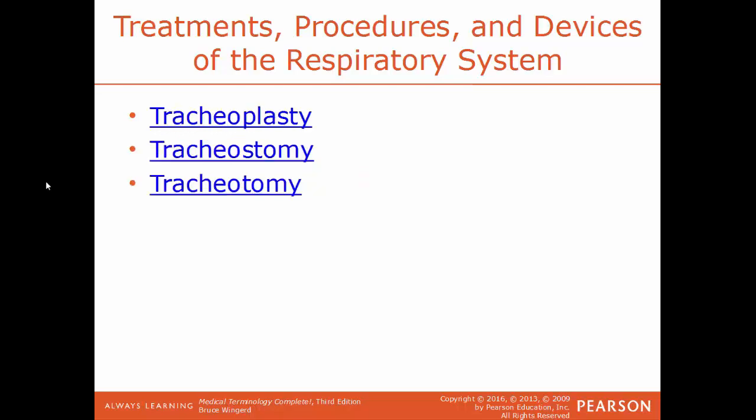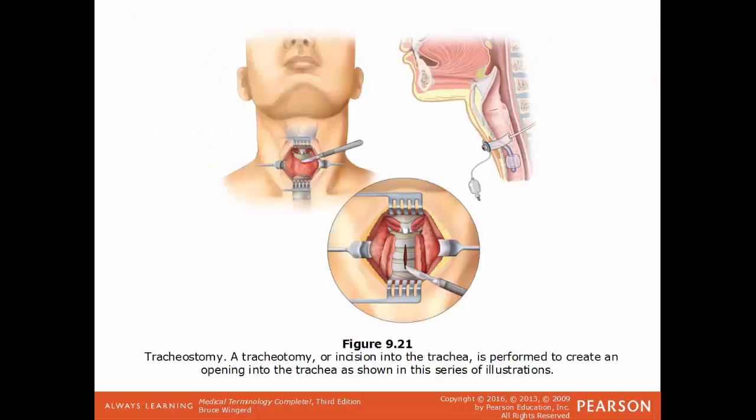So next terms all relate to the trachea. Tracheoplasty, the surgical repair of the trachea. Tracheostomy is the creation of an opening within the trachea by cutting into it to relieve an obstruction within the breathing. And the process of cutting into the trachea would be the tracheotomy. So here's an example of how that would look. The actual incision into the trachea here would be the tracheotomy, and the opening that that creates would be the tracheostomy.